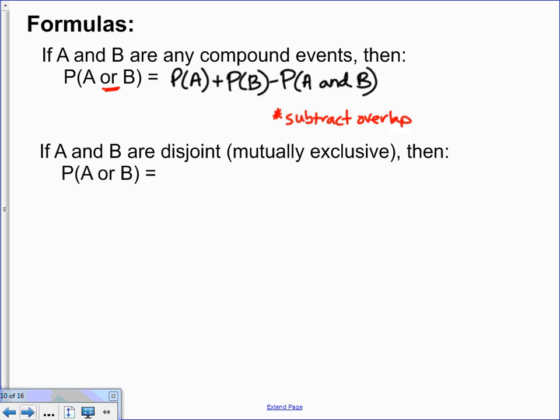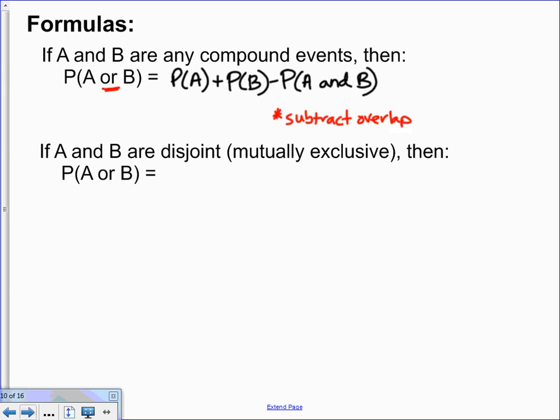So if you don't subtract overlap and you calculate probabilities for A and B, you'll have counted some things twice. And then you'll have overcounted and overestimated probability. Okay, we'll look at the first example. We'll see how that could happen.